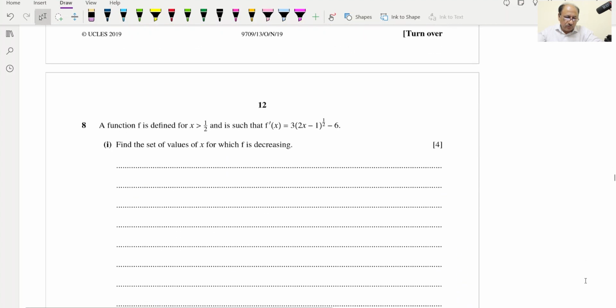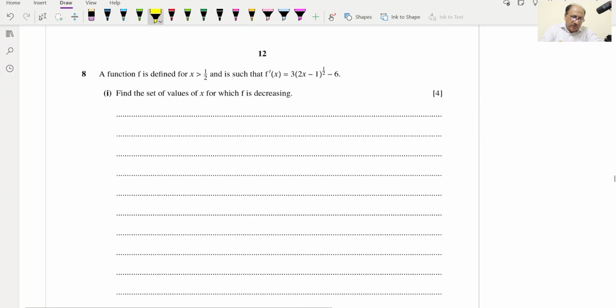Now we can move to question number 8. Question number 8 says a function f is defined for x greater than 1 by 2 and is such that f dash of x is equal to 3 into (2x minus 1) raised to 1 by 2 minus 6. Find the set of values for x for which f is decreasing. This is a 4-mark question.